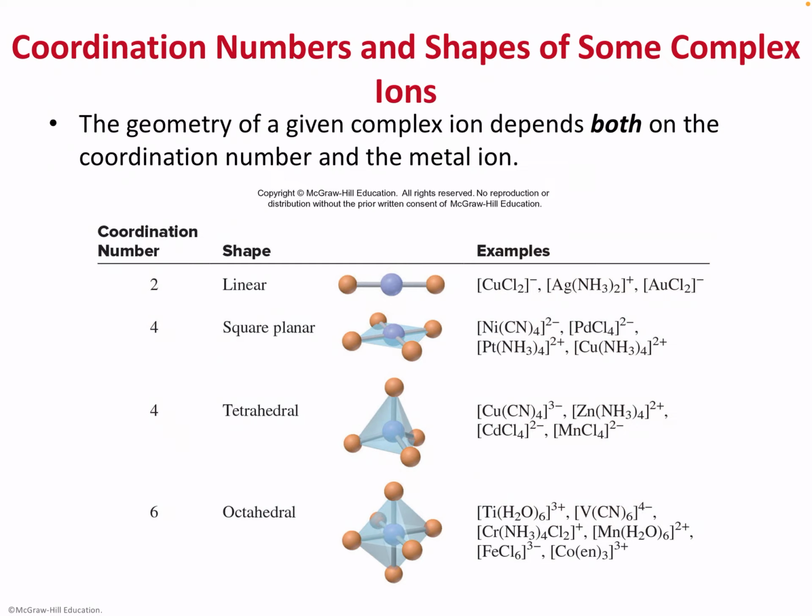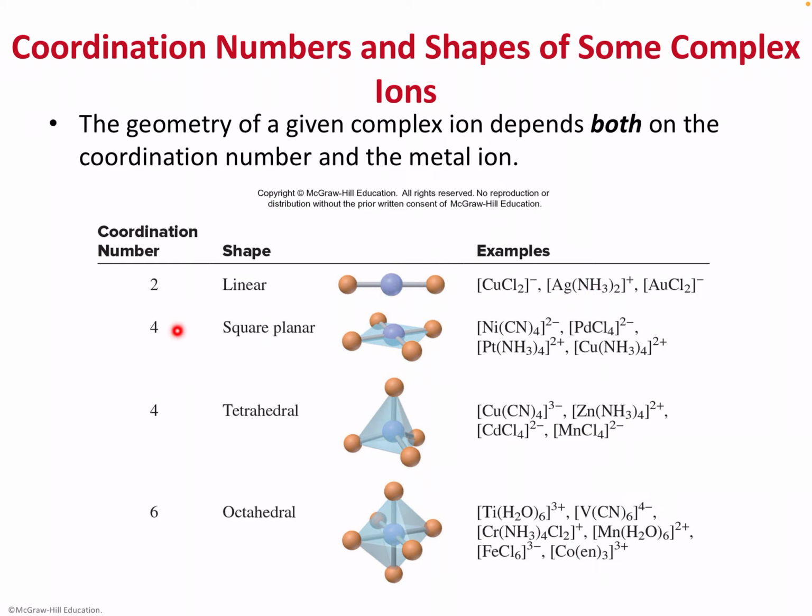Coordination numbers and shapes of some complex ions. The geometry of a given complex ion depends both on the coordination number and the metal ion. So this is coordination number 2. The shape is going to be linear because you have a central atom and 2 ligands attached to it. These are some examples: copper chloride, silver-ammine complex, and gold with 2 chlorides.